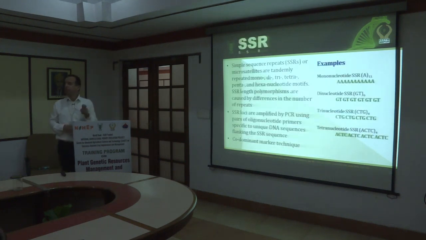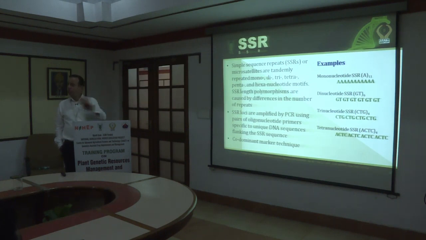SSRs, simple sequence repeats. This is another technique. In all the genomes, be it plants or humans, some of our nucleotides are repeated. For example, A nucleotide can be repeated n number of times. So, this is mononucleotide. Or dinucleotide, GT is the repeat motif. GT can be repeated n number of times. Here it is 6 times. Trinucleotide repeats, CTG, can be repeated.